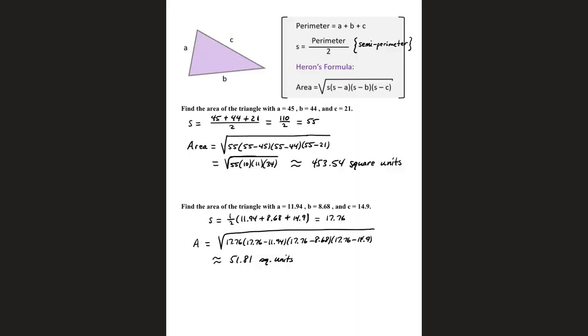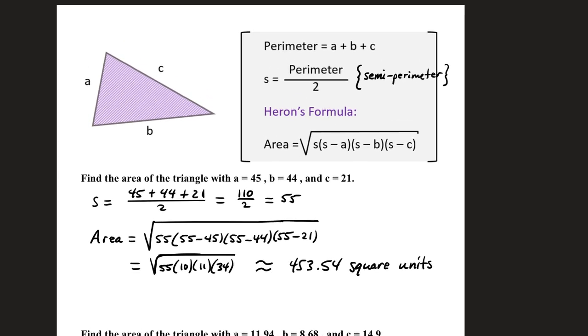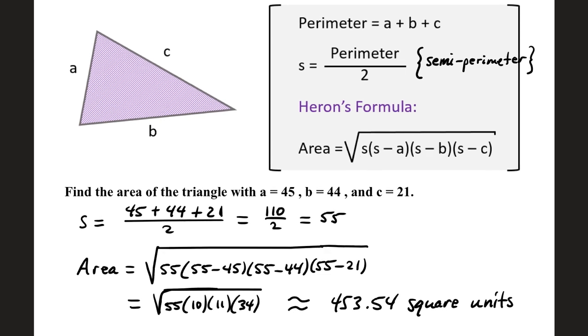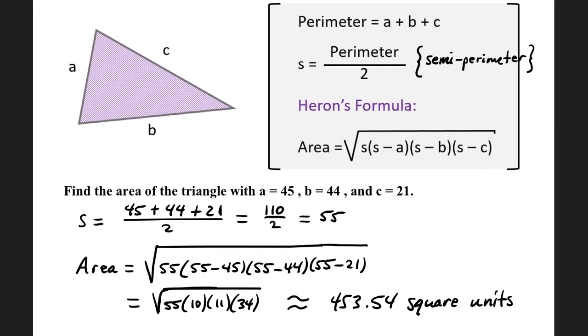Heron's formula is very useful in trigonometry. It allows you to find the area of a triangle if you know all 3 sides. I'm going to leave that formula up there. You work it in 2 stages.